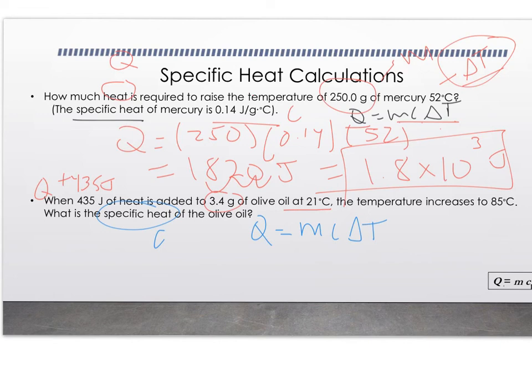So you originally start with Q is equal to MC delta T. Okay, and if you're solving for C, you have to get C by itself, so we're going to divide both sides by M delta T because we have to get rid of everything next to it. So C is going to be Q, which is your heat, divided by M times delta T, and you must perform M times delta T first before you divide.